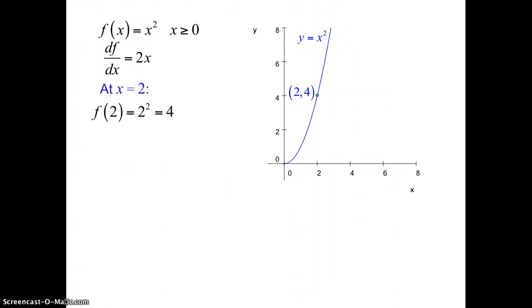I could now find the slope of the tangent line to that point I just graphed. I'd use my derivative, I'll plug in 2 for x, and I find out that the slope happens to be 4. I'll draw in the tangent line. Now here was just a coincidence that the slope and the y value happen to be the same.